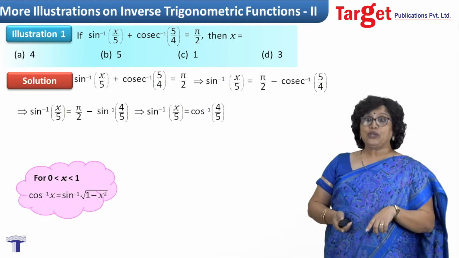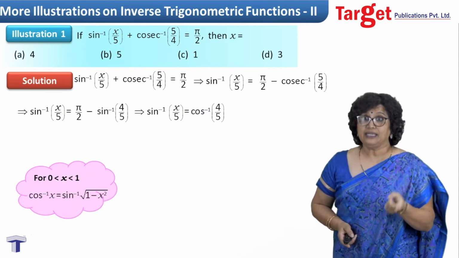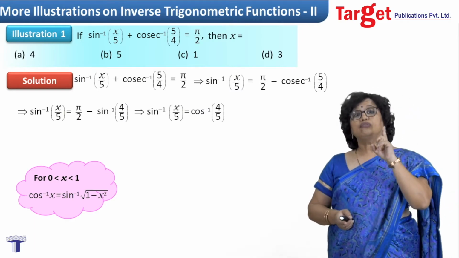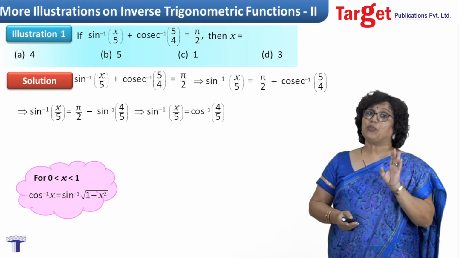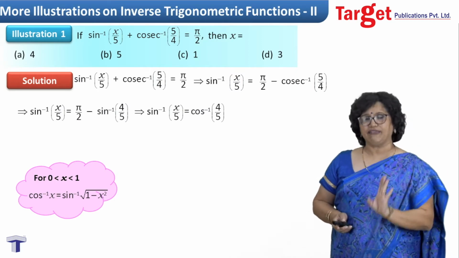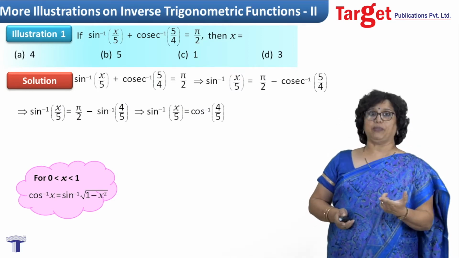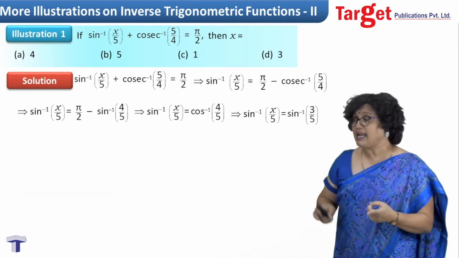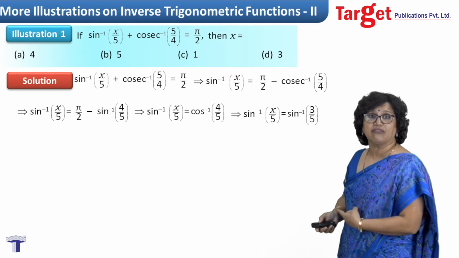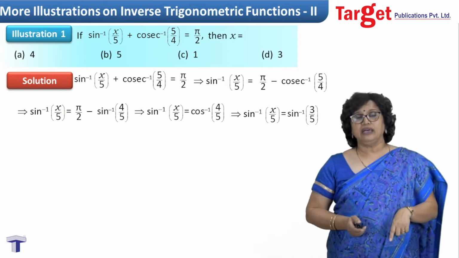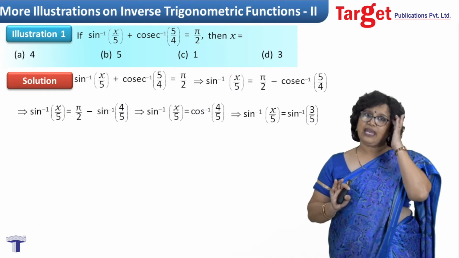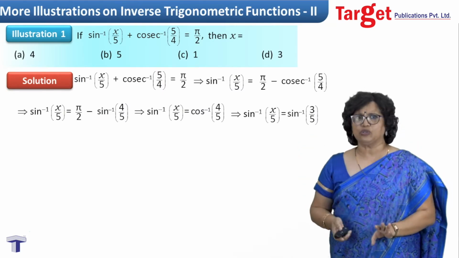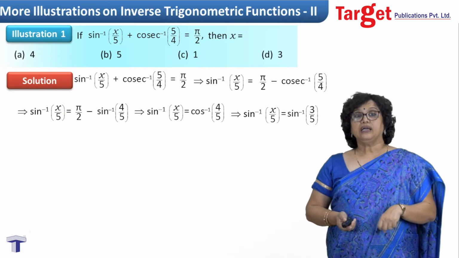Now I should be able to connect sine inverse and cos inverse. So I recall the property that cos inverse x was written as sine inverse of under root of 1 minus x square, provided x is between 0 and 1. Now I can use that property because 4 by 5 is between 0 and 1, and I rewrite further as sine inverse of x by 5 equal to sine inverse of 3 by 5. Now, without giving any tension here, most of the students straight away write x by 5 equal to 3 by 5. They would. You can.